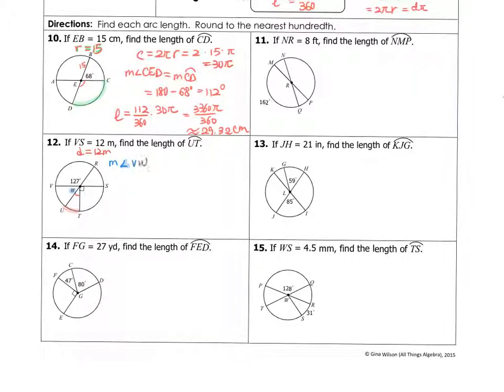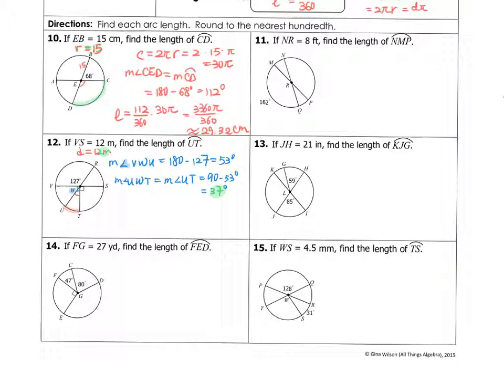Angle measure of VWU equals 180 minus 127. That should give me 53 degrees, right? And then if I have 53 there, and I know this part is 90 degrees, so 90 minus 53 would give me the angle measure of UWT, which is the same as the arc measure of UT, which is what we want. And that's 90 degrees minus 53 degrees. So I should have 37 degrees.